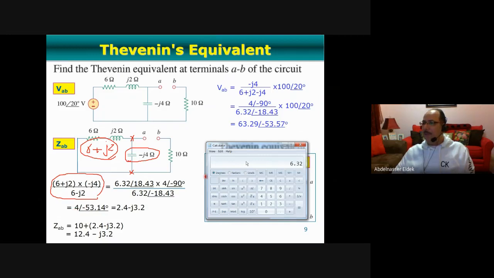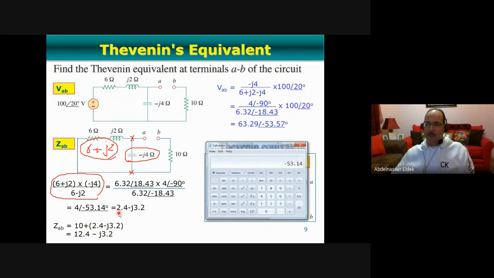Okay. And the phase is what? You just add 18.43, minus 90, plus 18.43, which will be negative 53. So here it is: 4 angle negative 53.14. So this is the impedance.